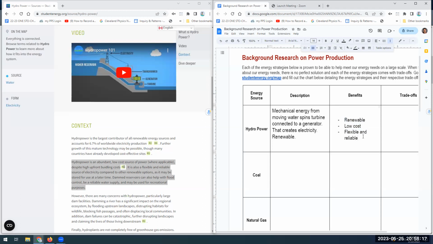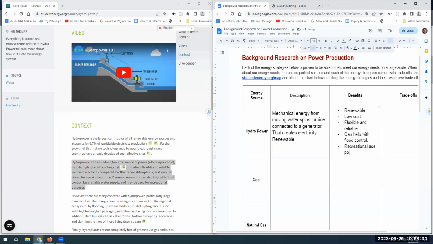What are the other benefits it says? Can help, particularly help with flood control. Flood control. Okay. And if you want to, you could put recreational use possible. You might want to add something like that. Okay. So those are 5 benefits there that we can talk about.